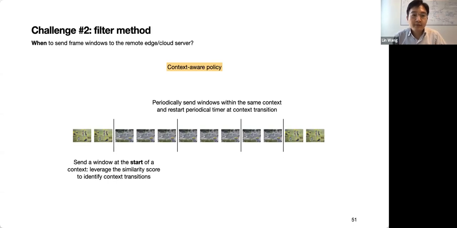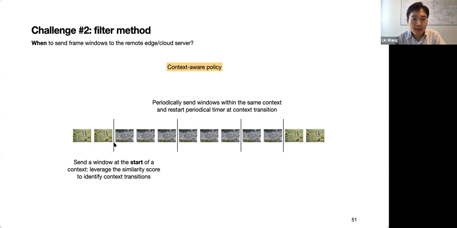So the second challenge is about filtering. So basically, we need to decide when to send video frame windows to the remote edge or the cloud server. So we adopt a very simple approach, which is based on video context. There are two things we do here. One is when we identify there is a context transition, from one context to another context, we send the window to the server, because this is a very important point, because the previous windows are not relevant for the current window anymore. So we need to send the video frame to the remote.